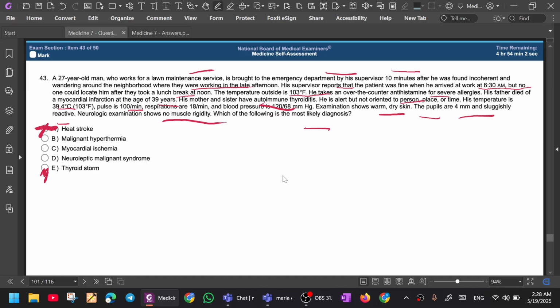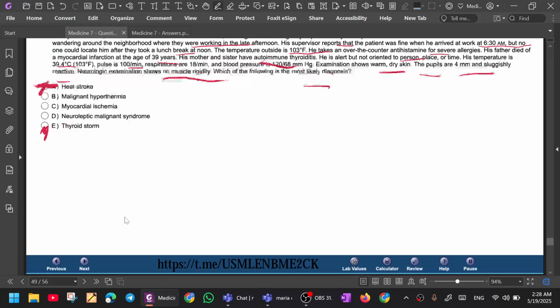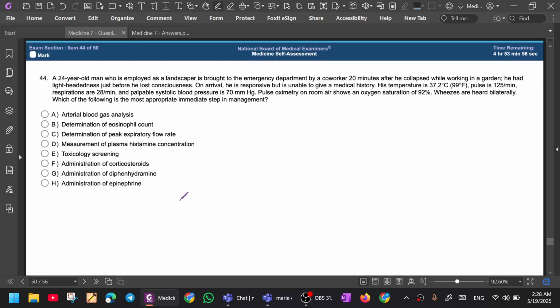Immediate step in management. A 24-year-old man who is employed as a landscaper is brought to the ED by a coworker 20 minutes after he collapsed while walking in the garden. He had lightheadedness just before he lost consciousness. On arrival, he's responsive but unable to give medical history. Temperature is fine, pulse is high, respiration high, systolic BP 70, oxygen 92. Wheezes are heard bilaterally. Which of the following is the next step in management?